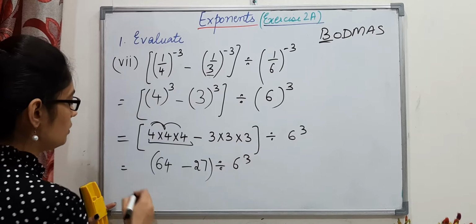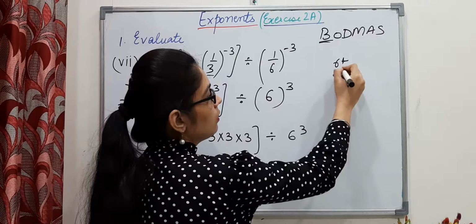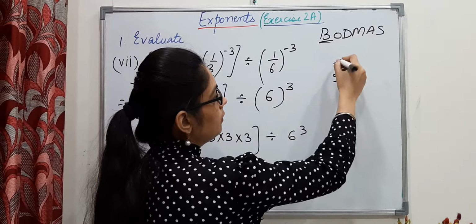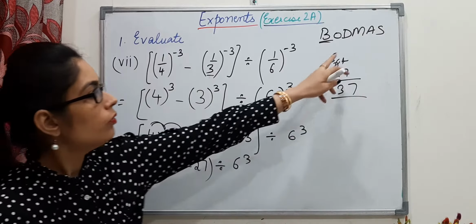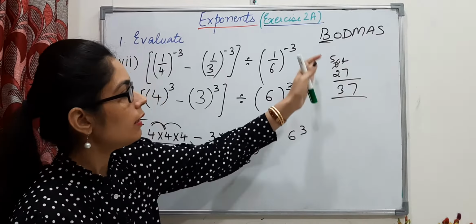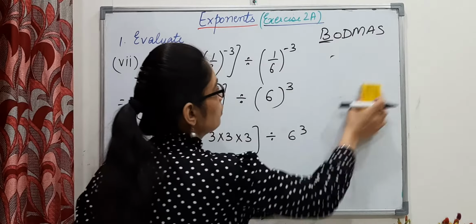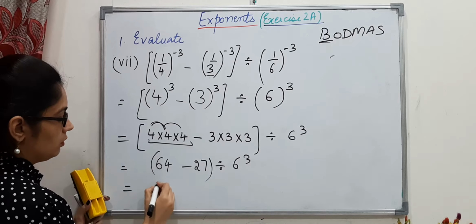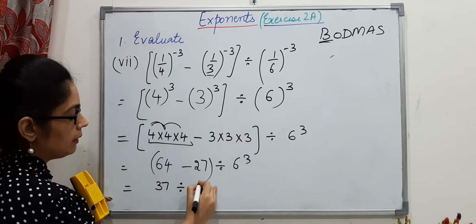Now we can just do the subtraction. 64 minus 27: 4 minus 7, borrow, 14 minus 7 is 7, and 5 minus 2 is 3. So it is 37. 37 divided by 6 to the power 3.